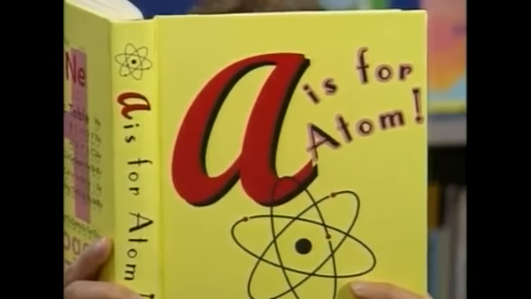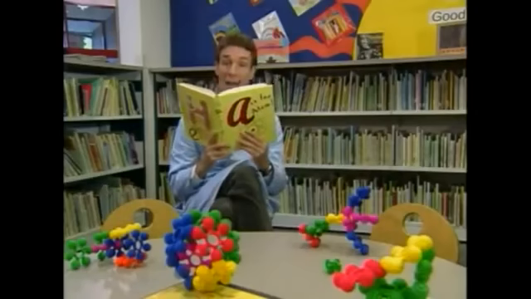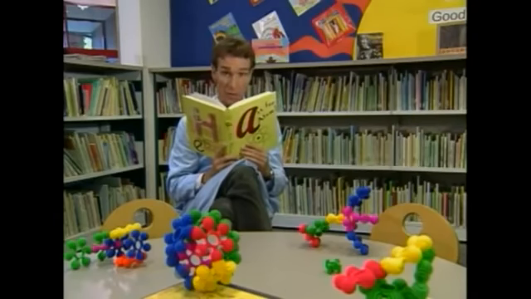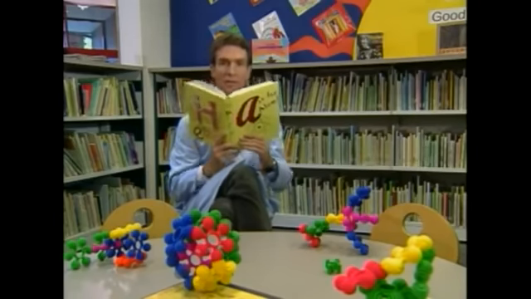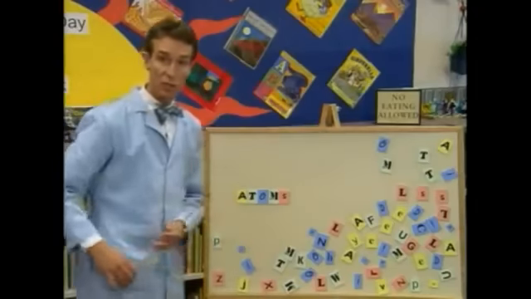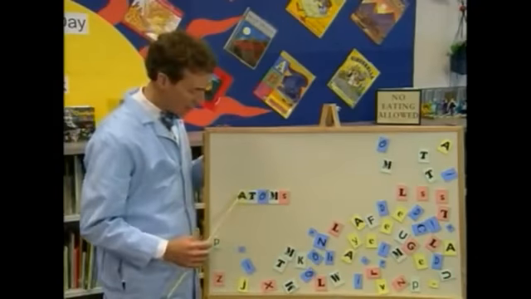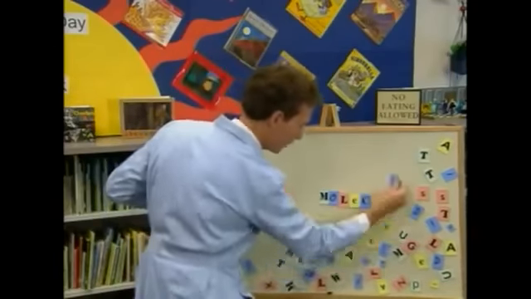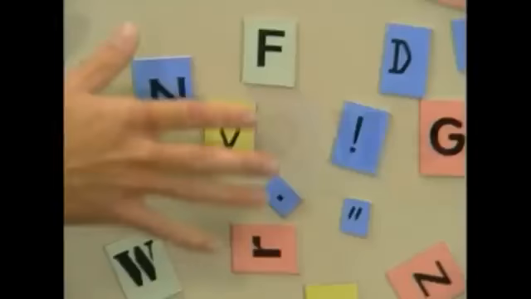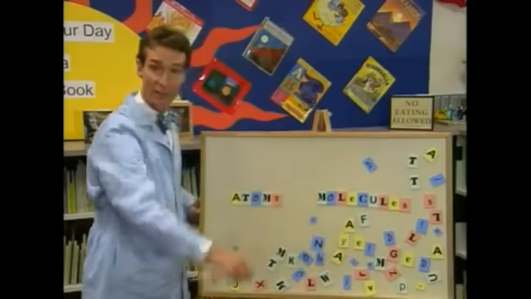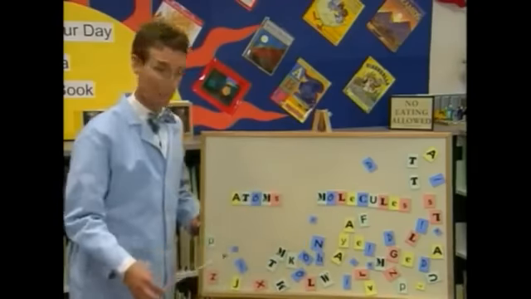A is for atom. That's right. A is for atom, because atoms are the basic building blocks of all matter. Atoms are like the letters in the alphabet of the universe. So look what happens when we combine these letters. We get words. Atoms are like letters, and molecules are like words in our universal alphabet.